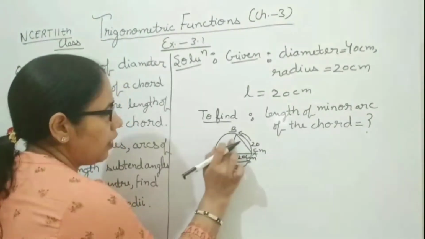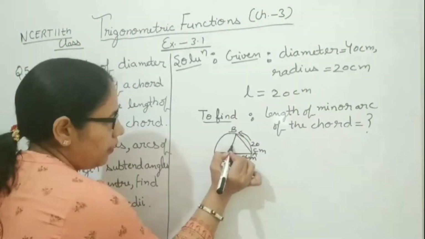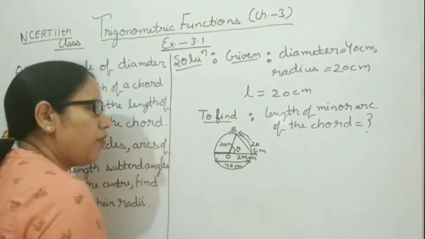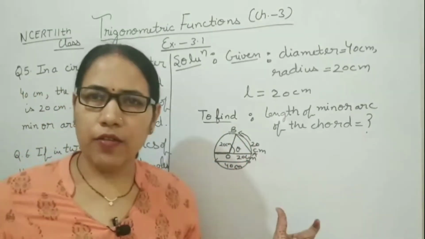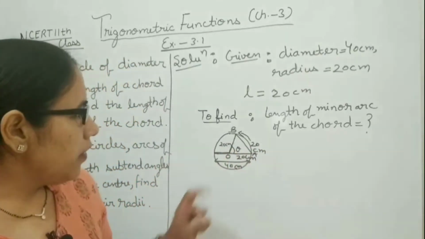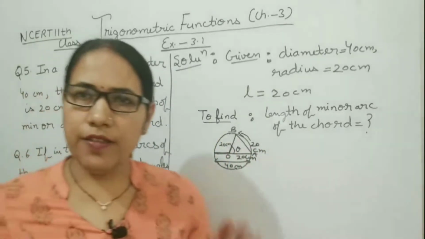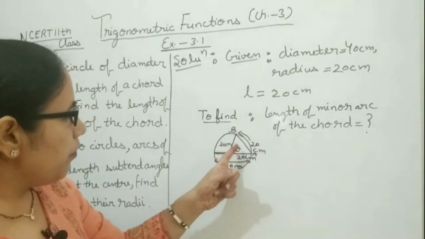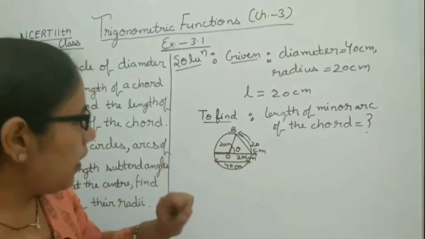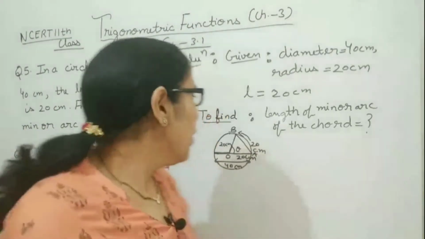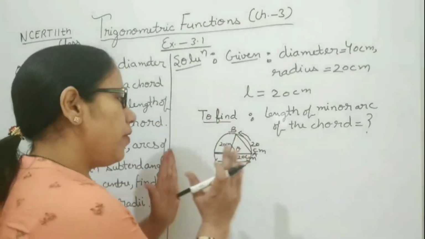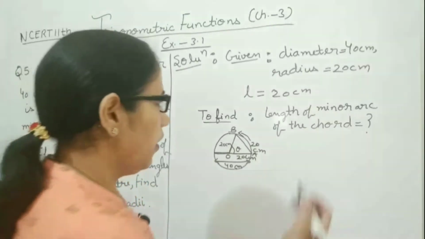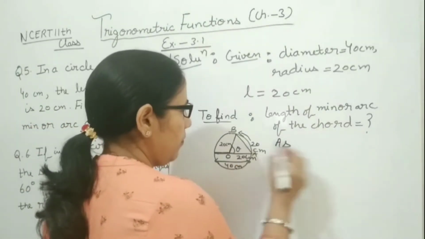So what can you see now? The triangle is an equilateral triangle. Got it? The triangle is equilateral with all the sides equal to 20 centimeter. And each angle of an equilateral triangle will be 60 degree. So here we get the angle as 60 degree. Got it? With the help of this diagram, we find theta in degrees equals 60 degree.